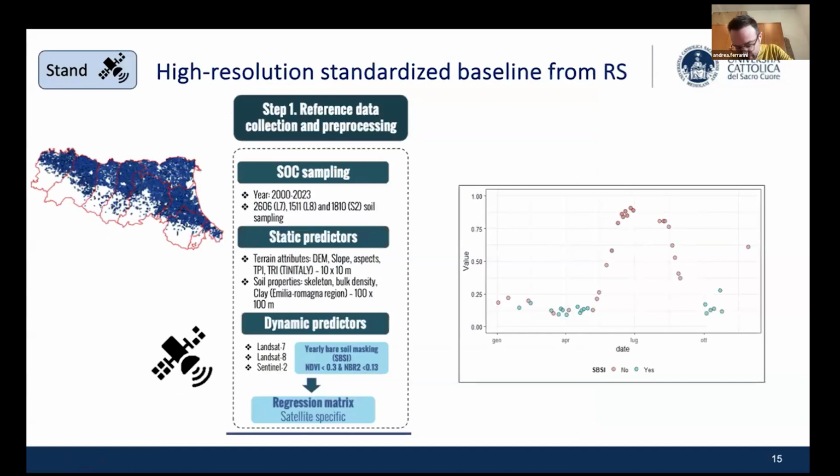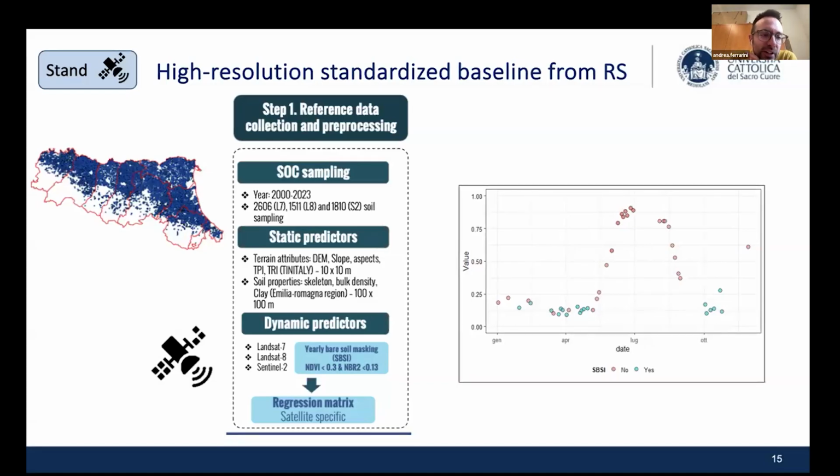But okay, so let's enter on what is the first step of our journey into the MRV. We start using remote sensing to check if, with machine learning, we can have some standardized baseline from remote sensing for the SOC changes over a region.